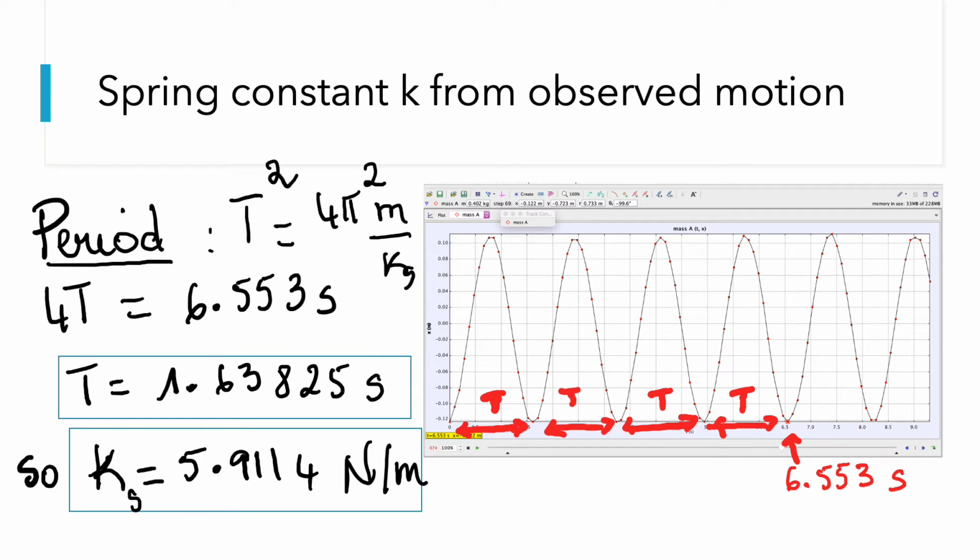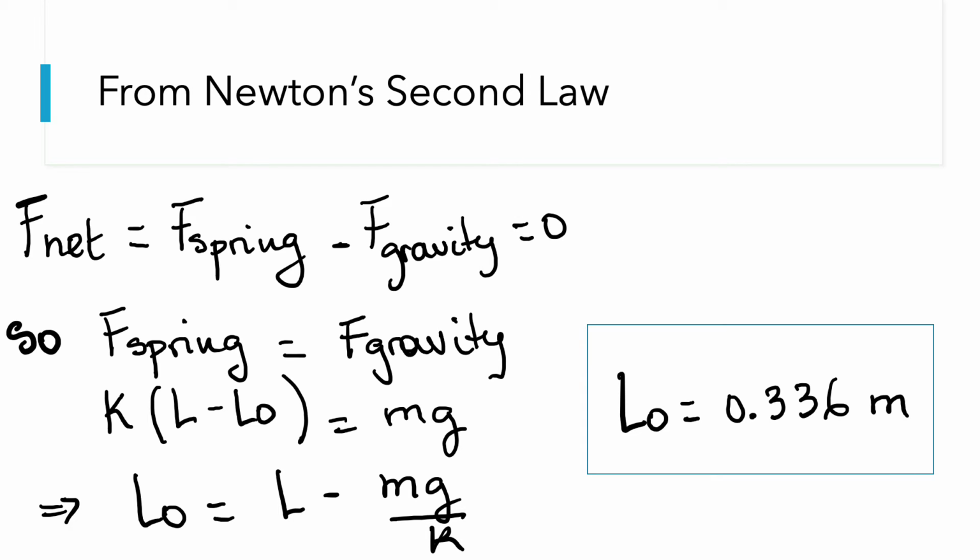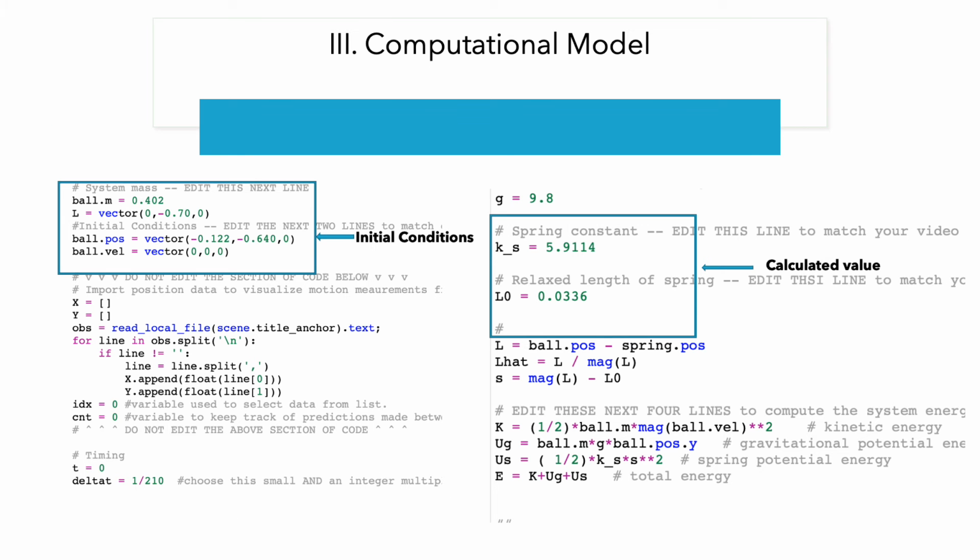We calculated the spring constant Ks from the observed motion on the x-axis because it was the nicer curve, and we found that Ks was equal to 5.9114 Newtons per meter. From Newton's second law, we calculated the initial spring length, which is 0.336 meters.